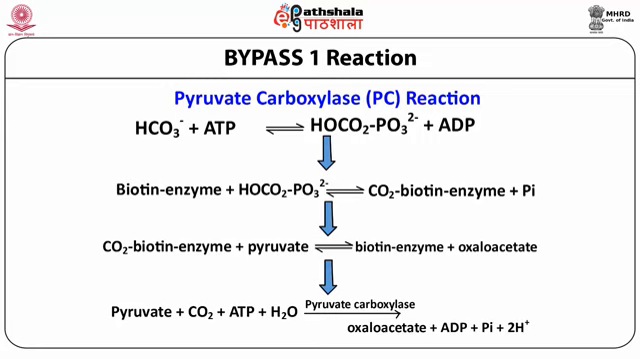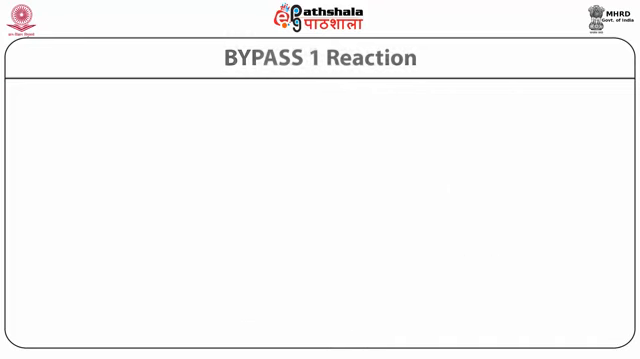Pyruvate carboxylase is stringent in its requirement of an activator. In the absence of the activator, that is acetyl coenzyme A, the enzyme becomes inactive. The chief source of acetyl coenzyme A is beta oxidation of fatty acids in liver and adipocytes.